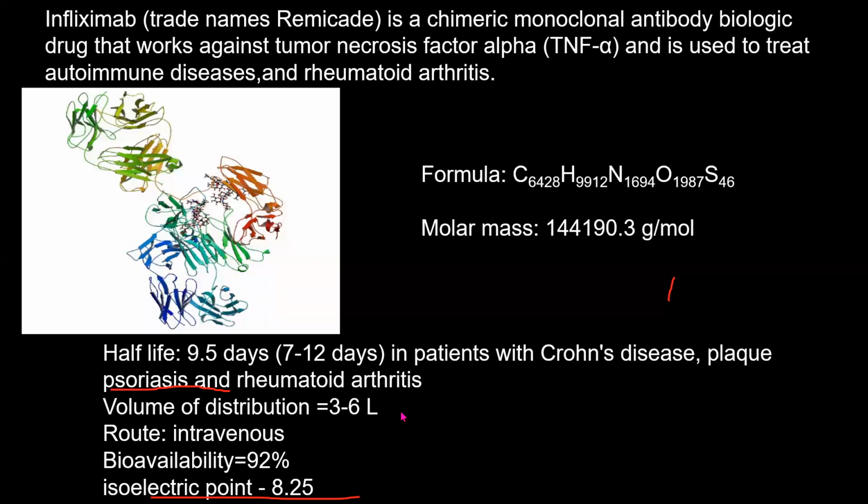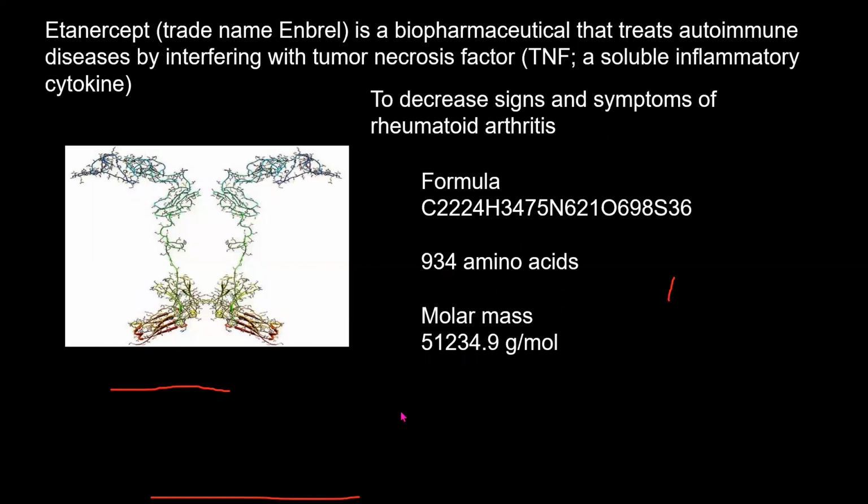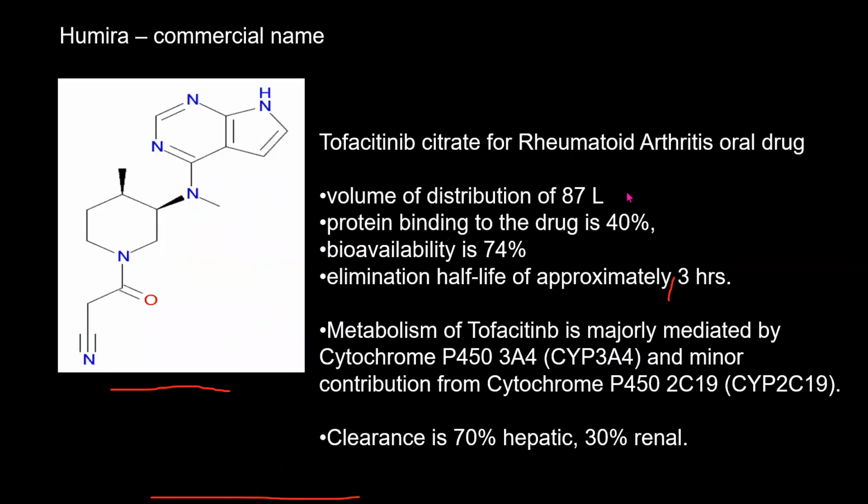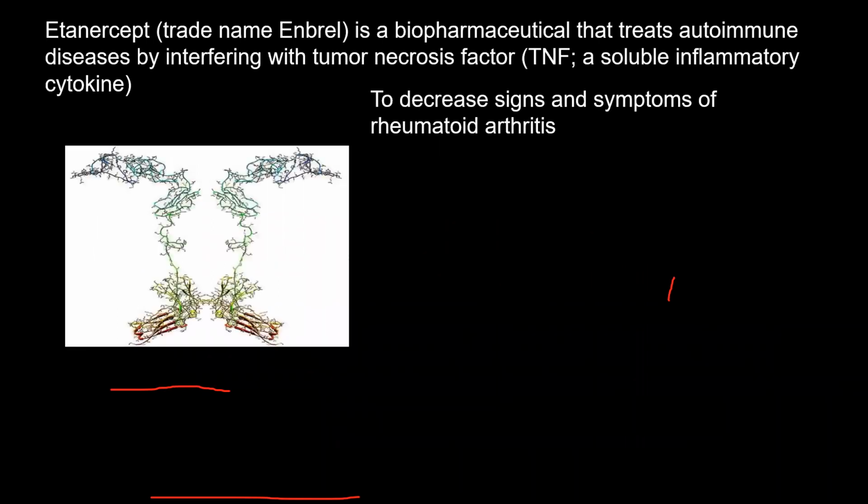Whereas if you remember the previous case, volume of distribution is 87 liters. A small molecule, we find very high volume of distribution. So volume of distribution can change depending upon the size of the drug, depending upon the hydrophobic nature of the drug. Okay.